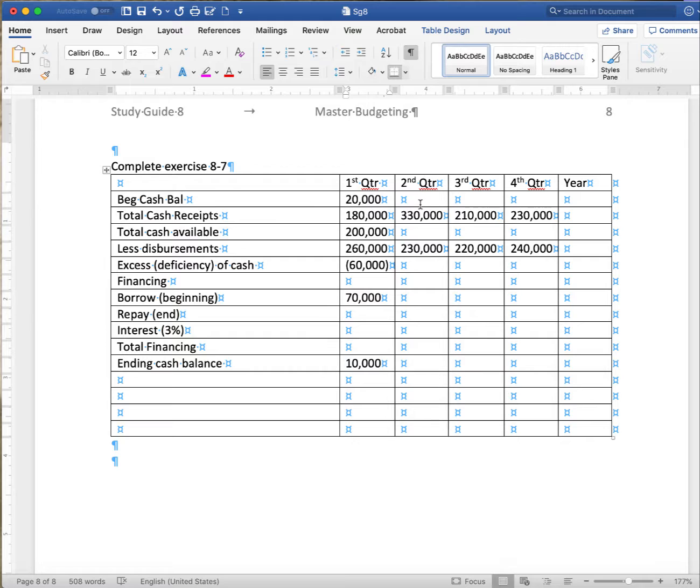Okay. Quarter two. What's my beginning balance? Well, if I ended quarter one with $10,000, chances are I'm beginning quarter two with $10,000. Now I can figure out what my cash available is. In quarter two, I have $340,000 cash available to me. The $10,000 beginning balance plus the receipts.